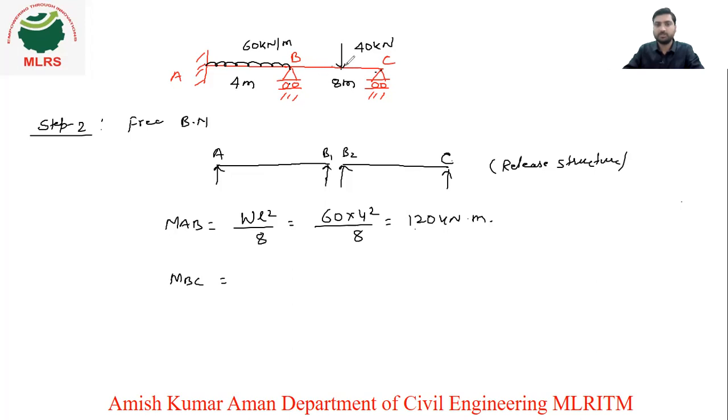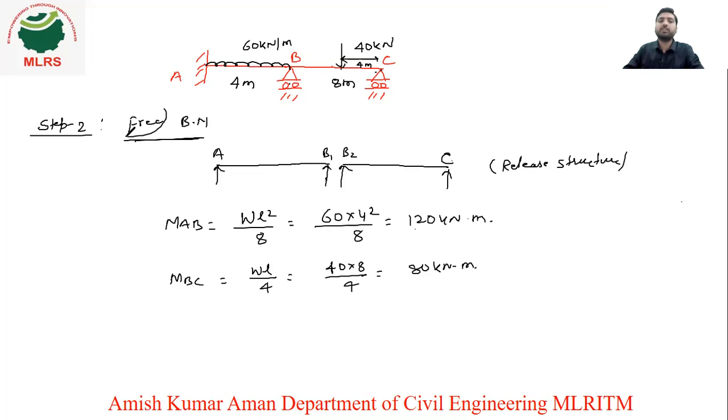This is at the center, which means from here to here the distance is 4 meters. So at the center it is acting. What is the formula for finding the bending moment? That is WL by 4. If you calculate it, you will get 80 kilonewton meter. So it is the simple calculation of the free bending moment.